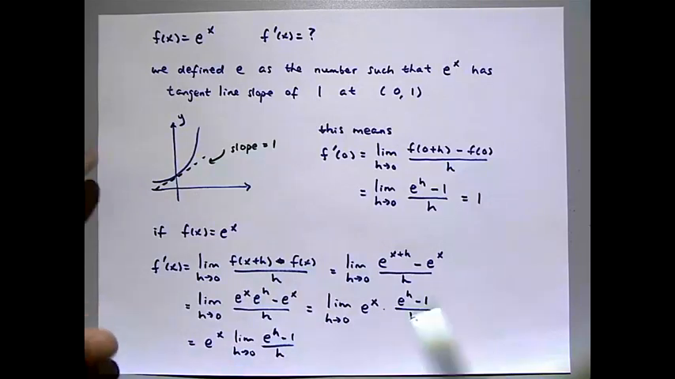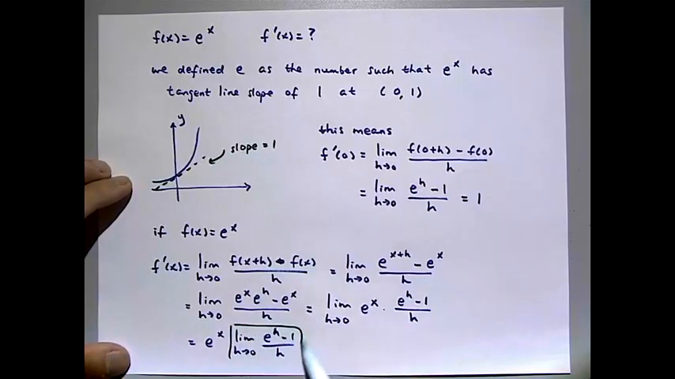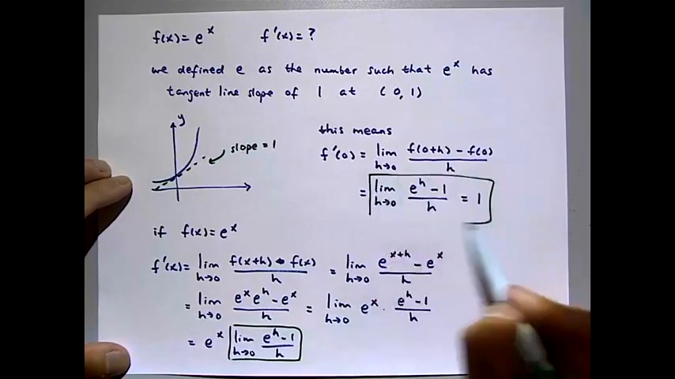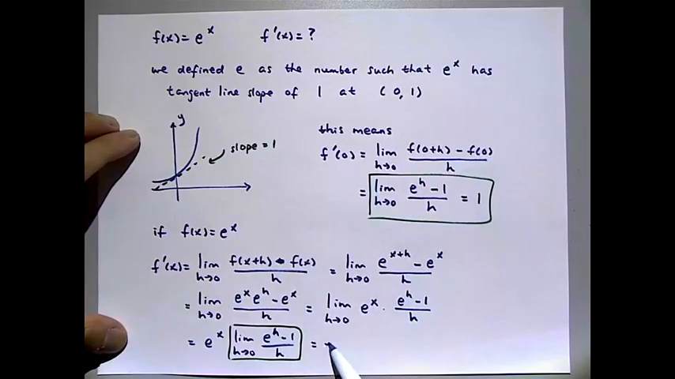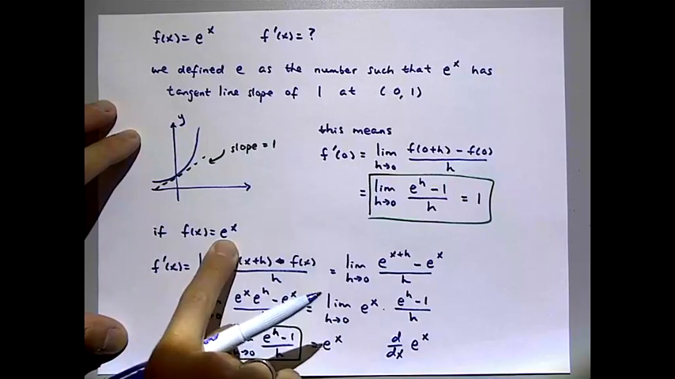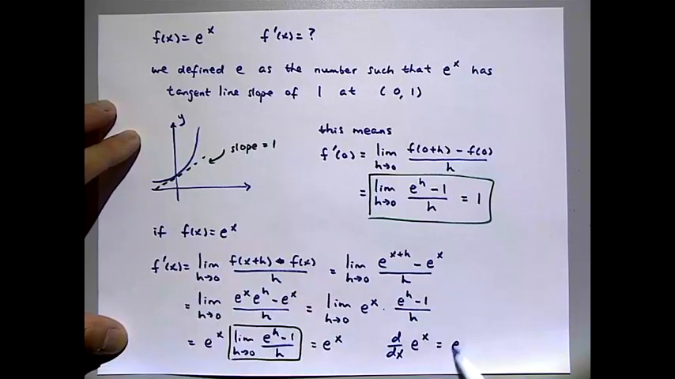Now we come to this funny looking limit that we actually saw just a minute ago. This guy is equal to 1. So this green box right here is 1. This is going to turn out to be e to the x. And what this tells us, the important thing, is that the derivative of e to the x is itself.